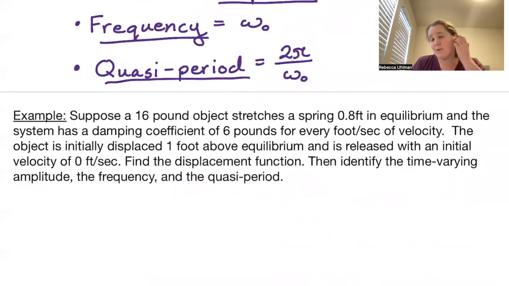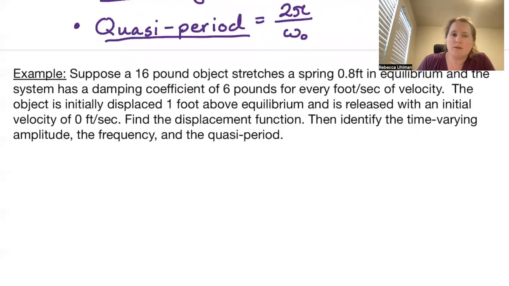So this time we're going to work with feet and pounds so we can see our alternative unit systems. So let's suppose a 16-pound object stretches a spring 0.8 feet in equilibrium, and the system has a damping coefficient of 6 pounds for every foot per second of velocity. The object is initially displaced 1 foot above equilibrium and is released with an initial velocity of 0 feet per second. And our job is to find the displacement function and then identify the time varying amplitude, the frequency, and the quasi period.